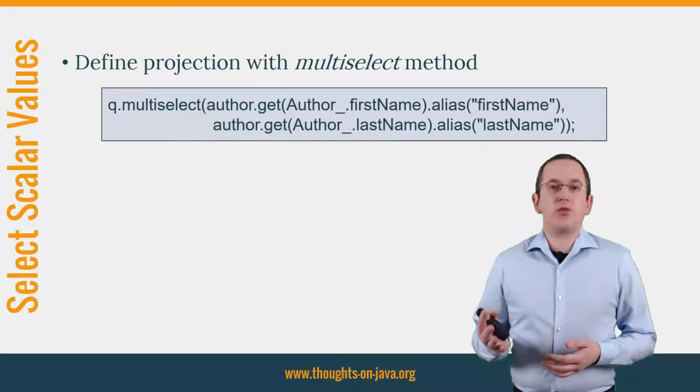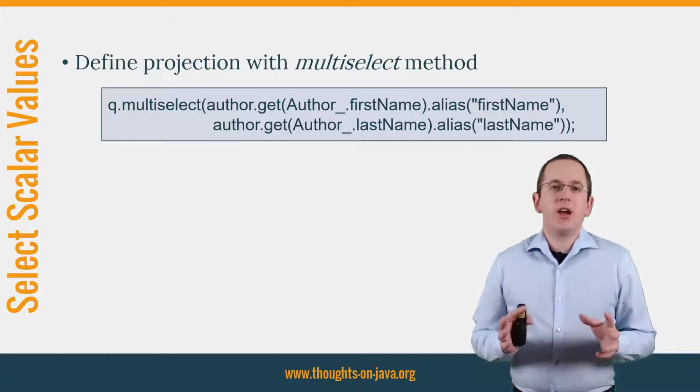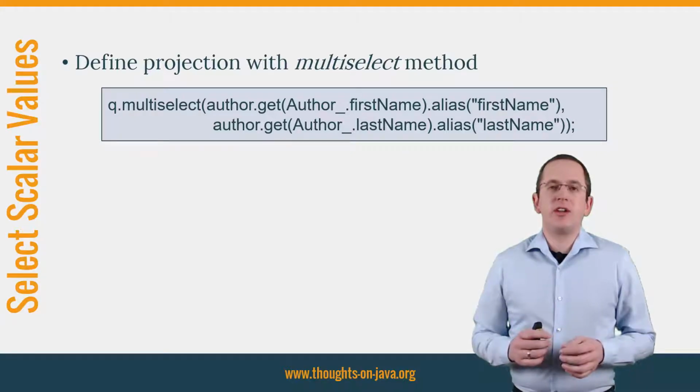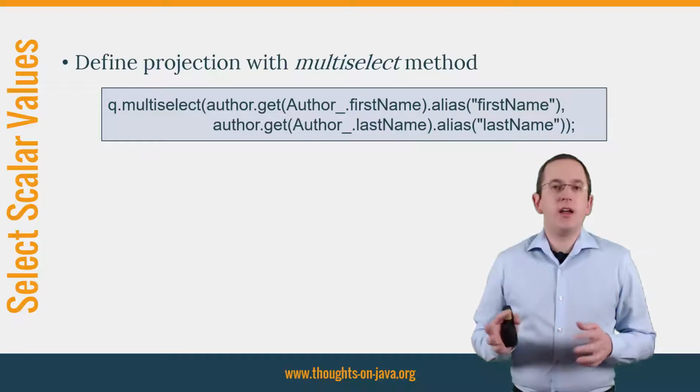You then define the from and where clause of your query as you do it for any other criteria query. The only thing that's special is the definition of your projection. You have to call the multi-select method on the criteria query to define a list of the scalar values you want to select. You can see an example of it here on the slide.